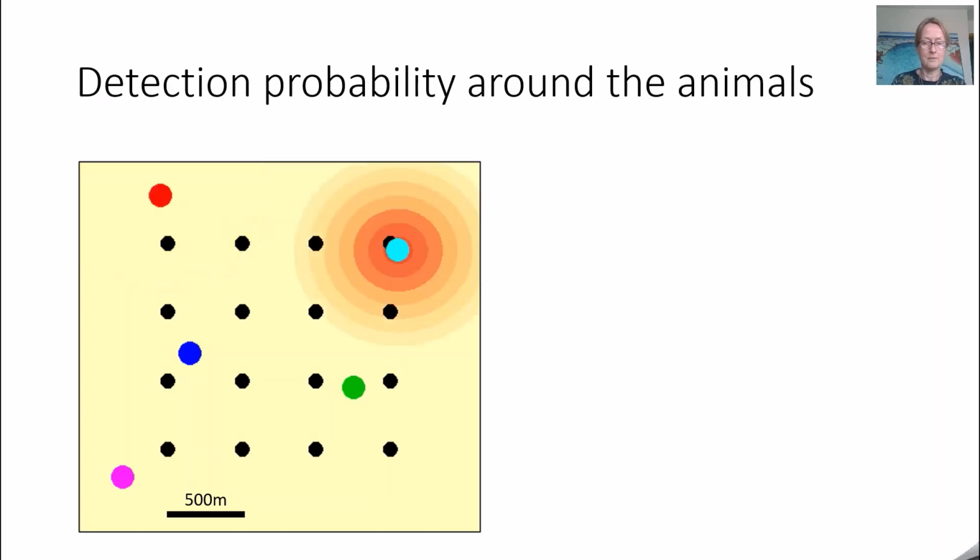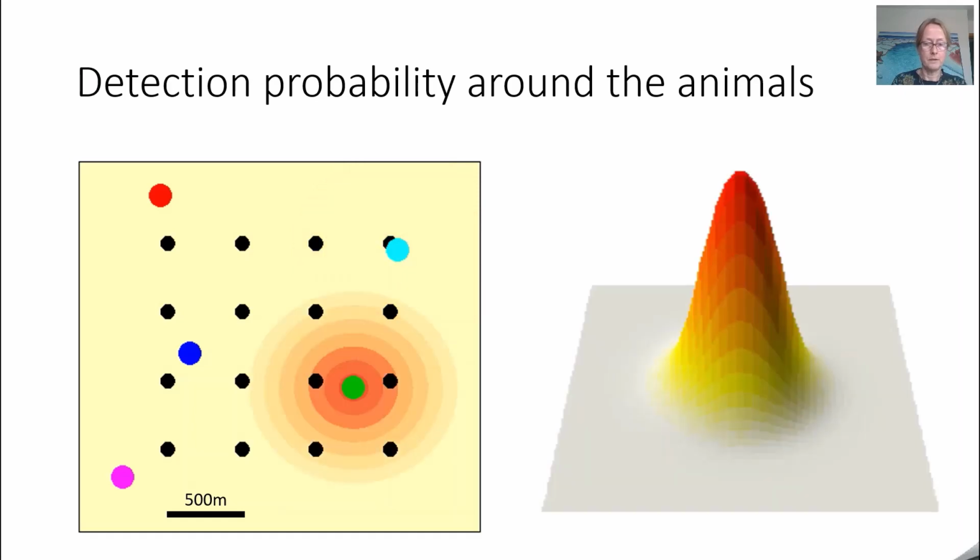You can do the same for each of the other animals. For example, the turquoise one or the green one. And we can think of these probabilities as a three-dimensional cone with highest probabilities right near the animal and decreasing the further you get away from the animal. As this cone is symmetrical in each direction, we'll collapse this cone into a one-dimensional detection function to make things easier.